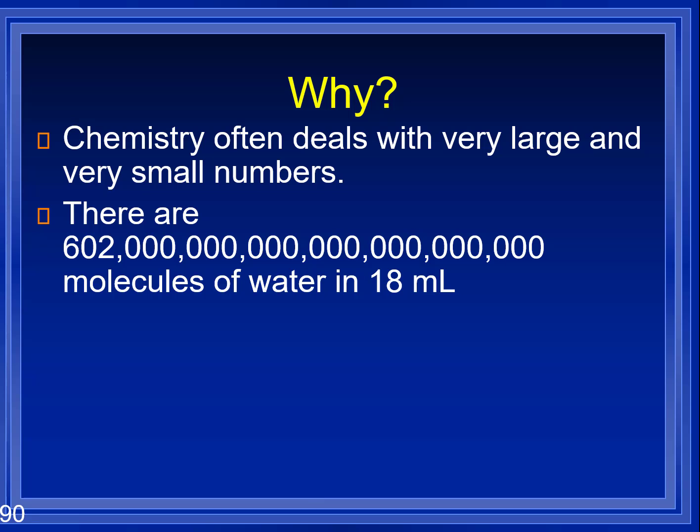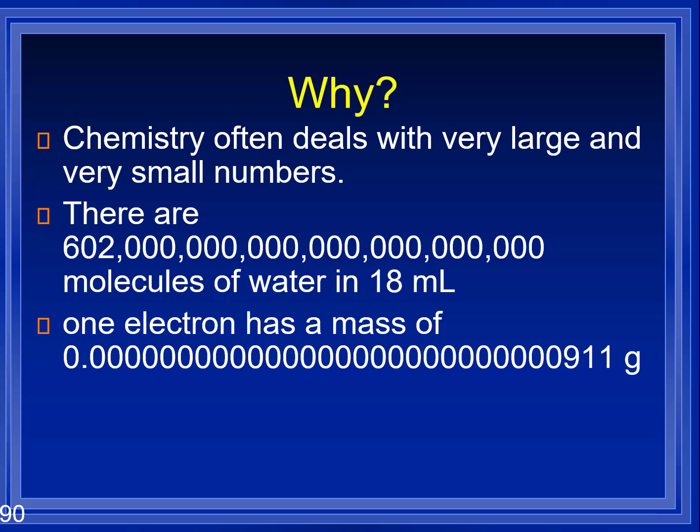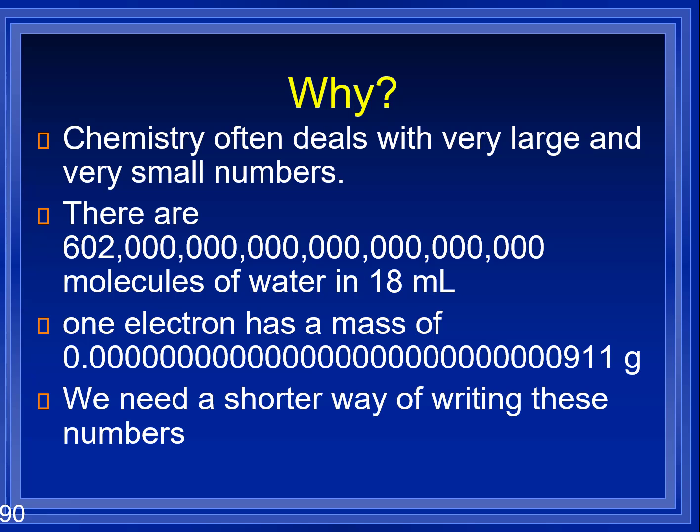Could you have accidentally missed one of those zeros? No, you wouldn't miss one of those? Well, how about one of these? Because one electron has that mass. And this time there's 27 zeros in front of the 9. Say that out loud. You can't, right? There's just no way to. You can't discuss it. Do you want to try using your calculator to do math with that? Are you convinced that we need a shorter way to write these numbers? Okay, everybody convinced. There's my convincing.